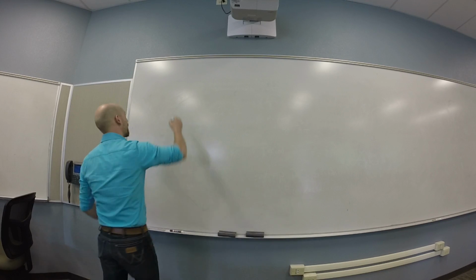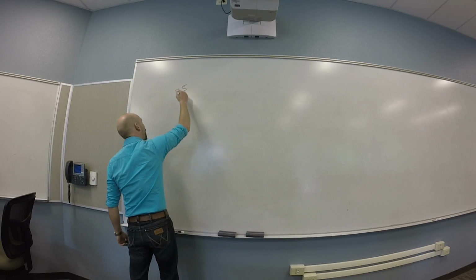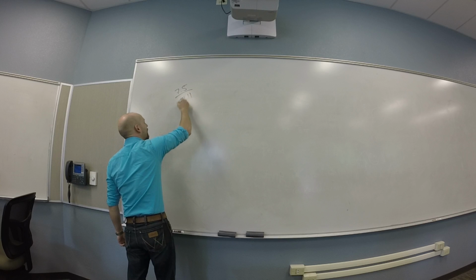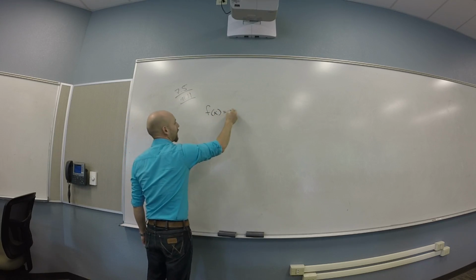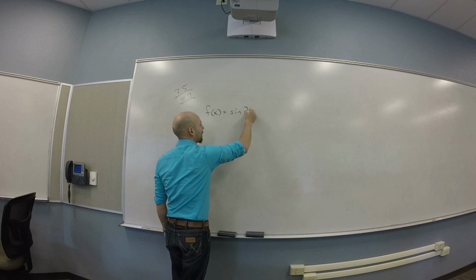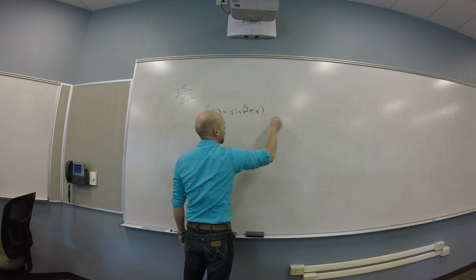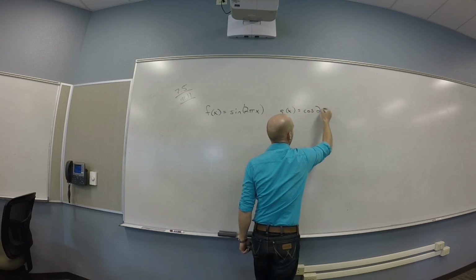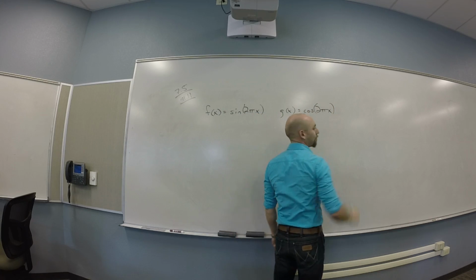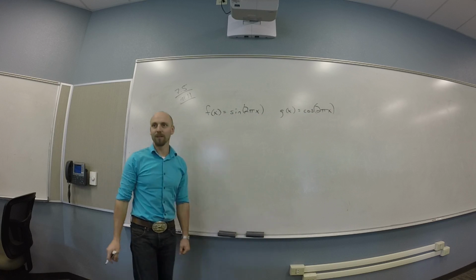All right, so let's look at 7.5, number 11 for like 2 seconds. So we have two functions. F of x is sine of 2x, and g of x is cosine of 2 pi x. And I'm supposed to state amplitude, midline, and period for both of these, right?